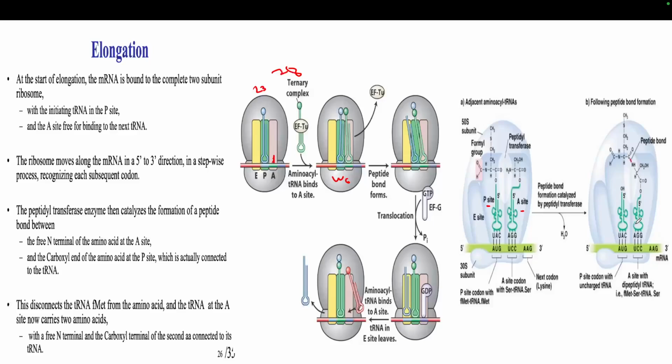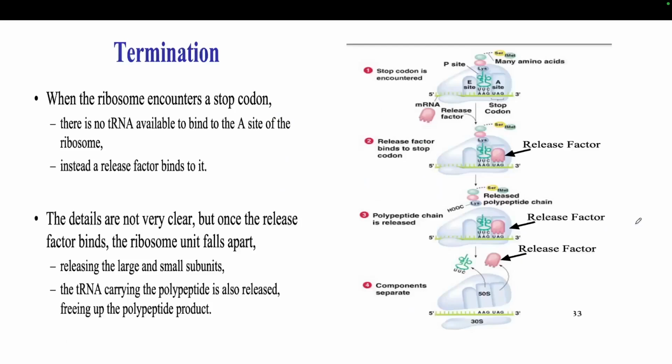Okay, so this is the process of elongation, and there is also termination, because there is no tRNA for the stop codon. So that's why this A site will be blank. So from here this complex will get to know that here we have to stop the protein synthesis, because there is no tRNA base pairing.